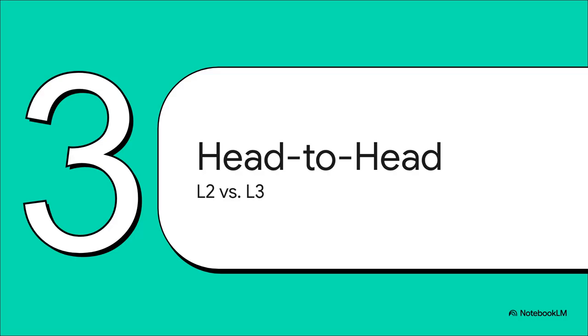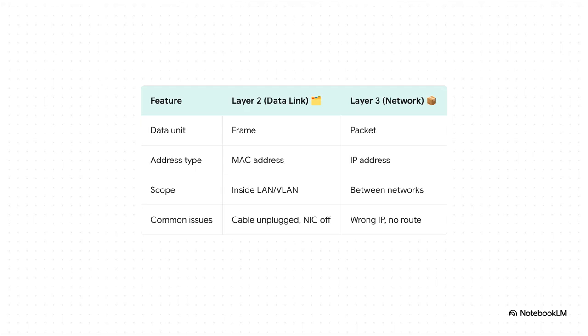All right, we've got the local postman and the global navigator. Let's put them side by side to really nail down the differences between them. This table really puts it all together, doesn't it? Look at the scope. Layer 2 is all about what's happening inside one network, using that permanent physical MAC address. But Layer 3, it's all about moving between networks, using that temporary logical IP address. It's that local versus global distinction.